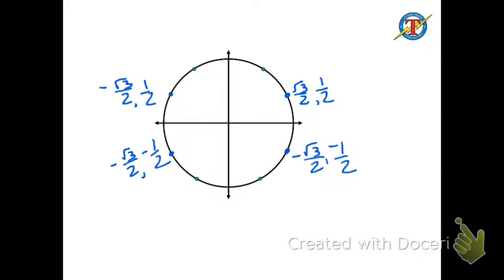So all of my 30-degree angles, up 30, down 30, up 30, down 30, all have the same cosine and sine, and you just have to figure out which quadrant to know whether it's positive or negative, just like a coordinate plane.